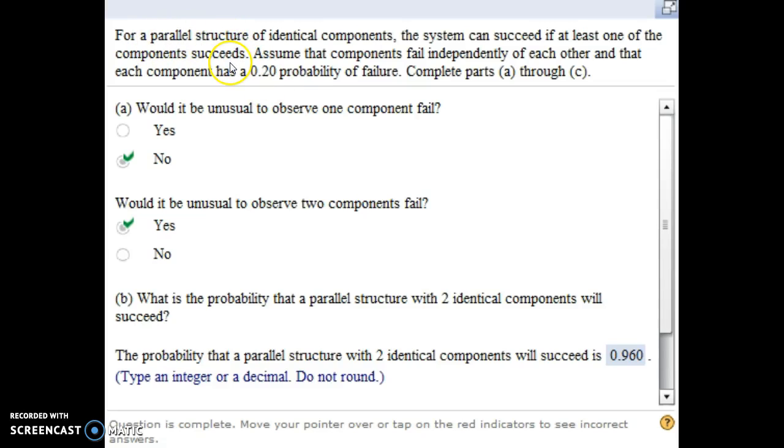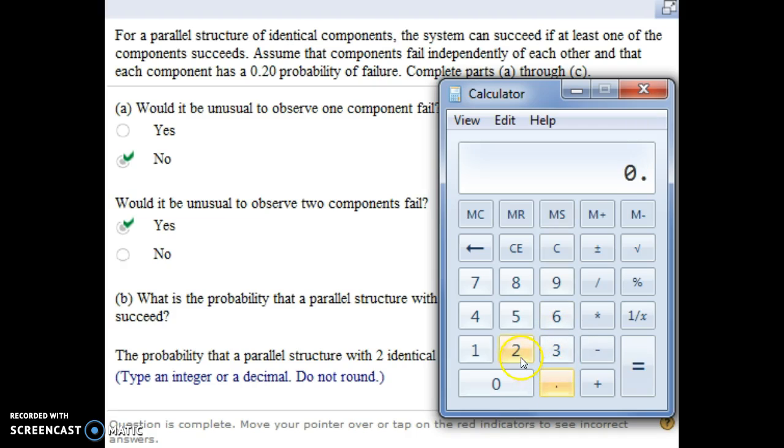Parallel structures. They're used by companies so that they can be very confident their system will not fail. In this particular problem, each individual component has a 20% chance of failing on its own. So it's not unusual to observe one component failing. Now it happens 20% of the time, so that's not unusual. But what about two components failing?